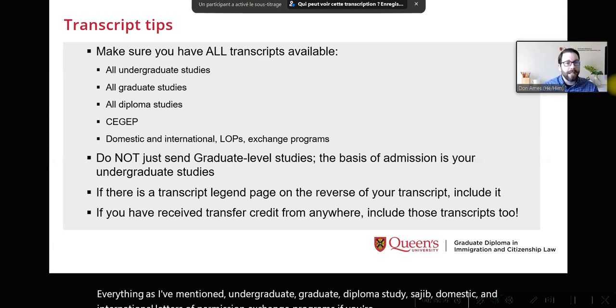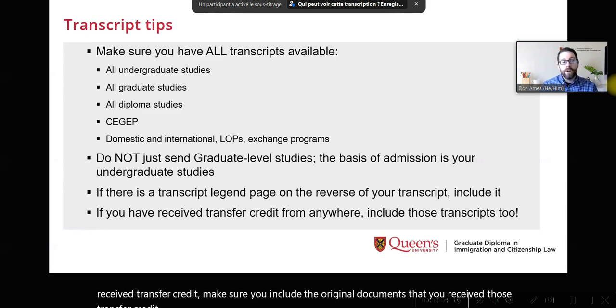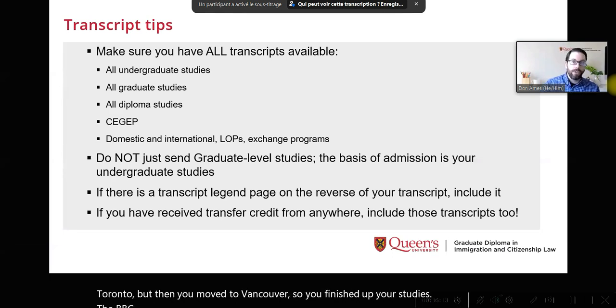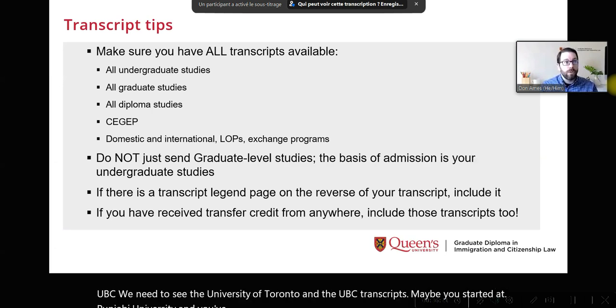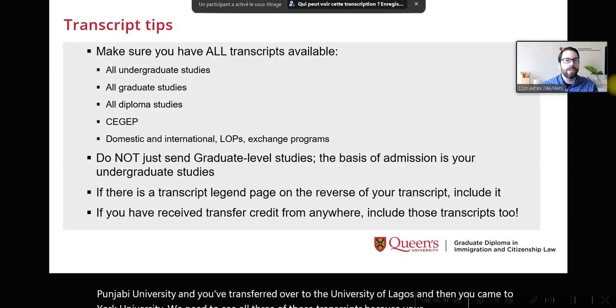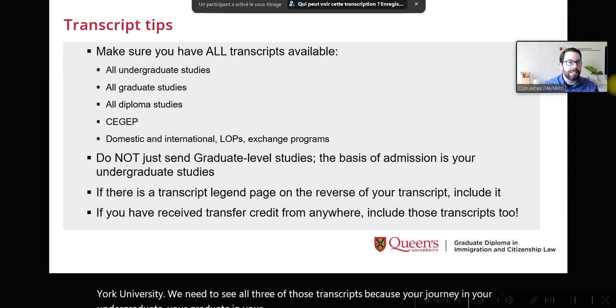If your transcript highlights that you received transfer credit, make sure you include the original documents that you received those transfer credit from. If they're incomplete programs, say you started off at the University of Toronto, but then you moved to Vancouver, so you finished up your studies at UBC, we need to see the University of Toronto and the UBC transcripts. Maybe you started at Punjabi University and you've transferred over to the University of Lagos, and then you came to York University. We need to see all three of those transcripts because your journey in your undergraduate, your graduate, any of your postgraduate studies is really important for us to understand the application.